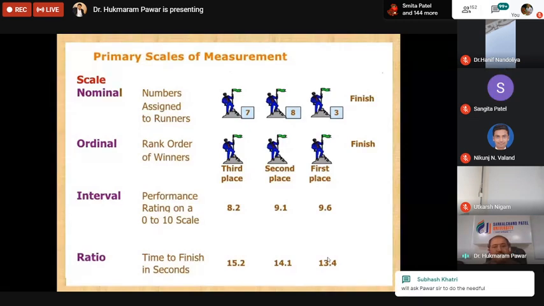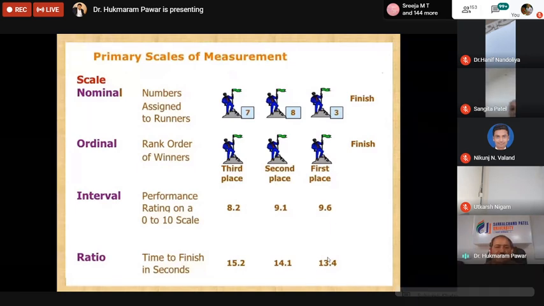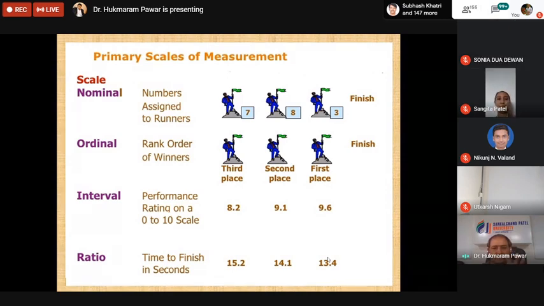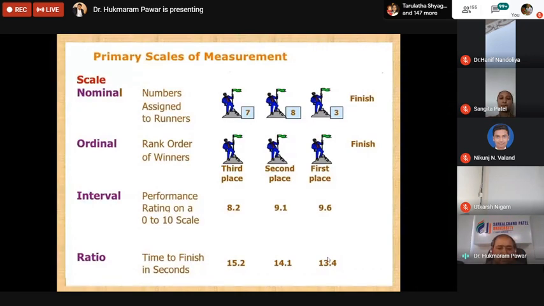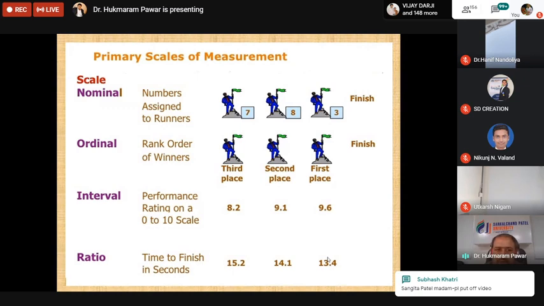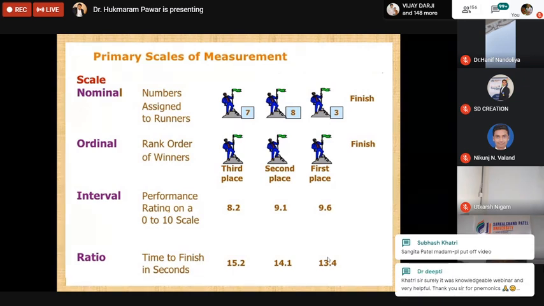So here, first is nominal. Nominal is just an assignment of numbers. Before explaining this chart, just keep it in mind, and I will discuss it later. There are four kinds of data, four kinds of measurement scales: nominal, ordinal, interval, and ratio. You can remember it as NOIR: nominal, ordinal, interval, and ratio.